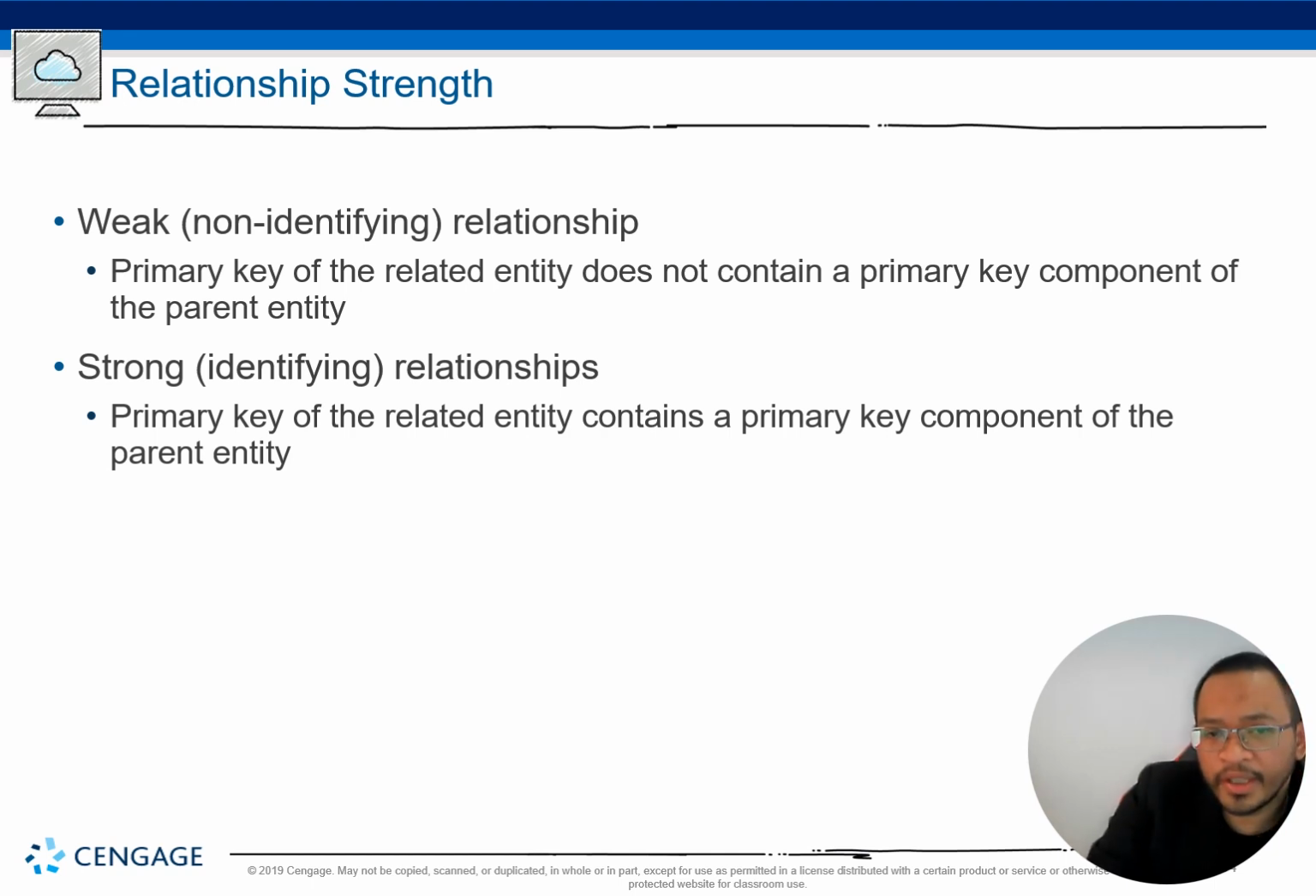Also, we have a weak relationship and also we have a strong relationship. A weak relationship is where the primary key of the related entity does not contain a primary key component of the parent entity. It means that, for example, if you have a relationship between student and result, however, you don't have the primary key of a student in the result table. So that's why we call it a weak entity.